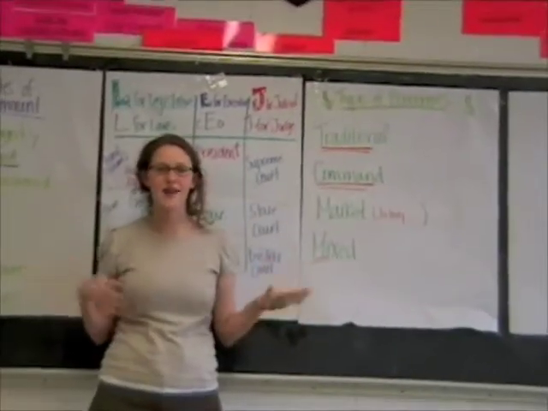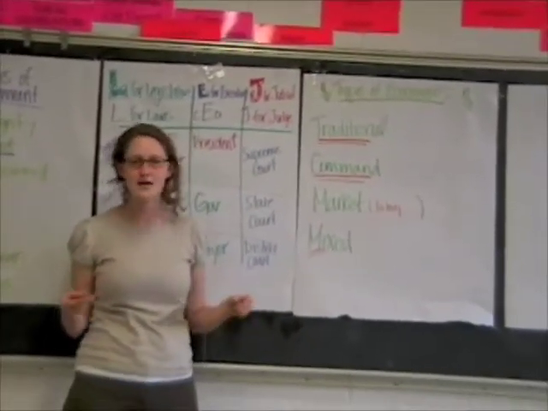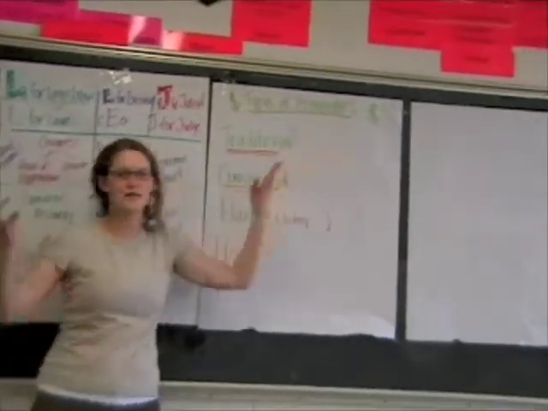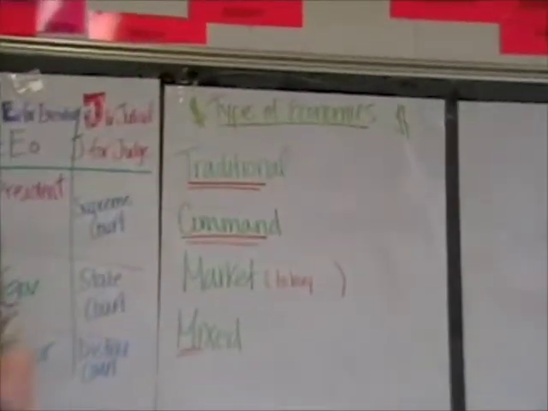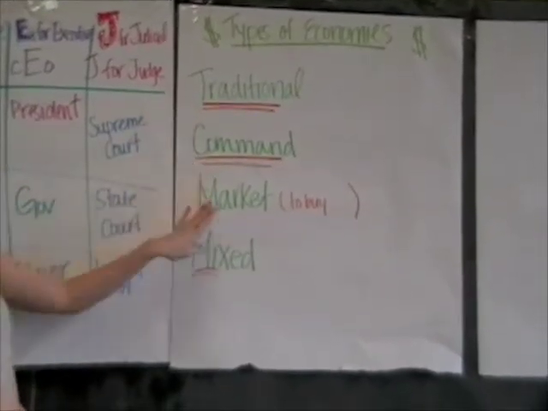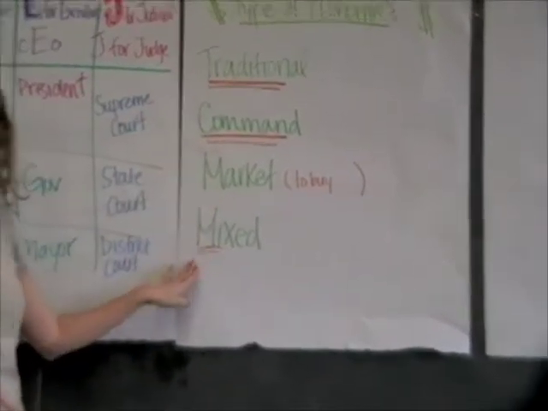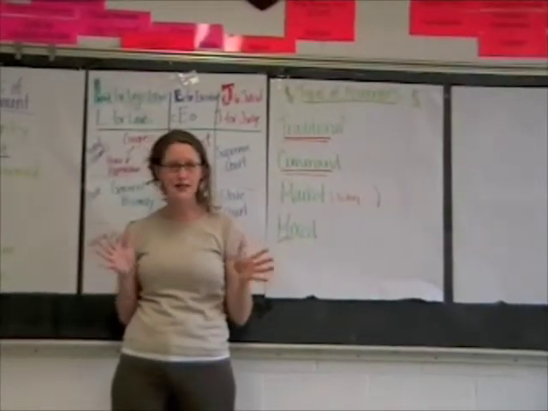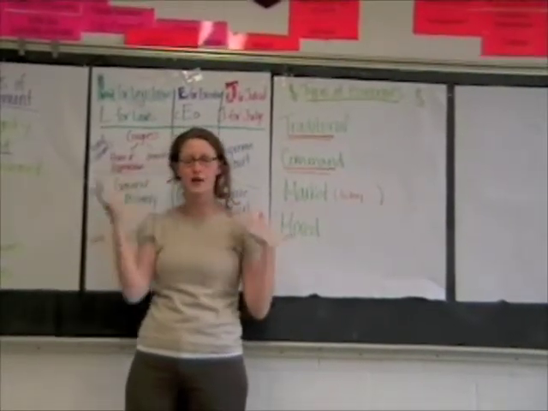All right, Wildcats, so now it's time for looking at some money action. Types of economies. Money, money, money. All right, there are 4 main types of economies. Traditional, command, market, and mixed. And again, I'm going to teach you some real quick and easy ways that you can remember kind of what each one has to do with.